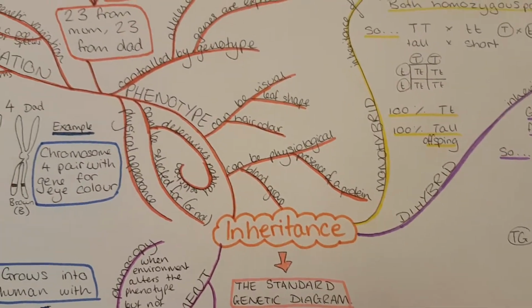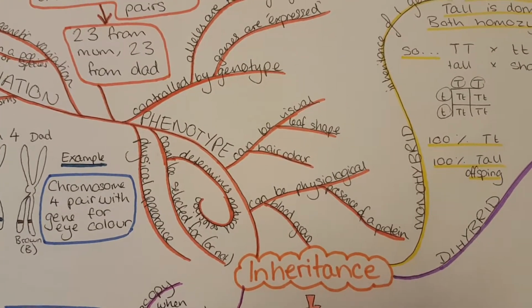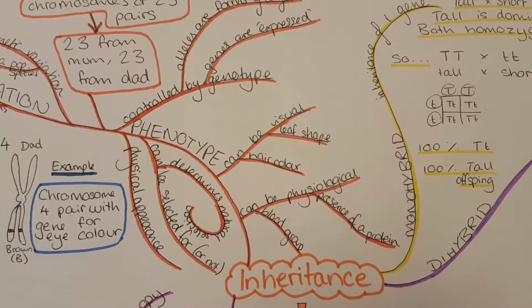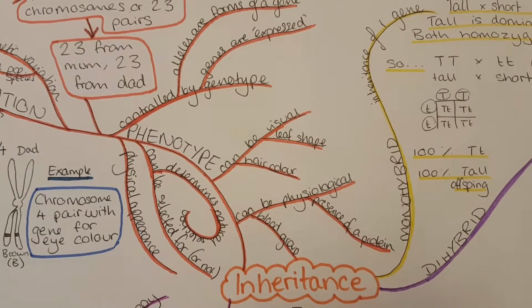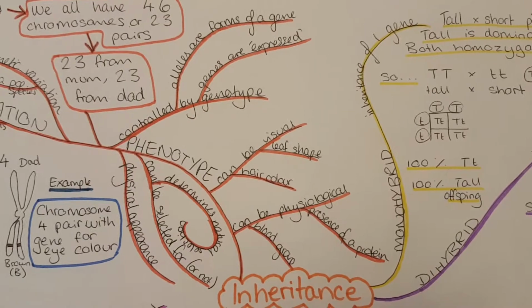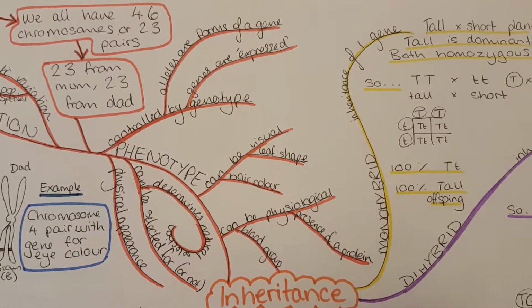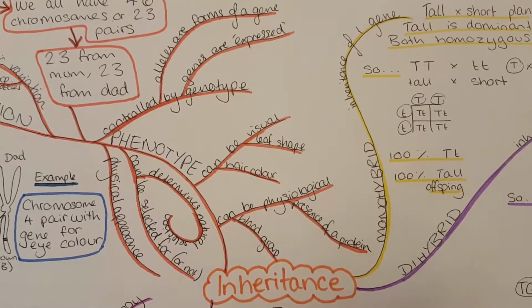Okay, so let's go through some keywords. The first thing we need to know about is phenotype. This is your physical appearance. It's controlled by your genotype, and it's what helps you survive or not in the wild. So it's selected for, and it determines natural selection.